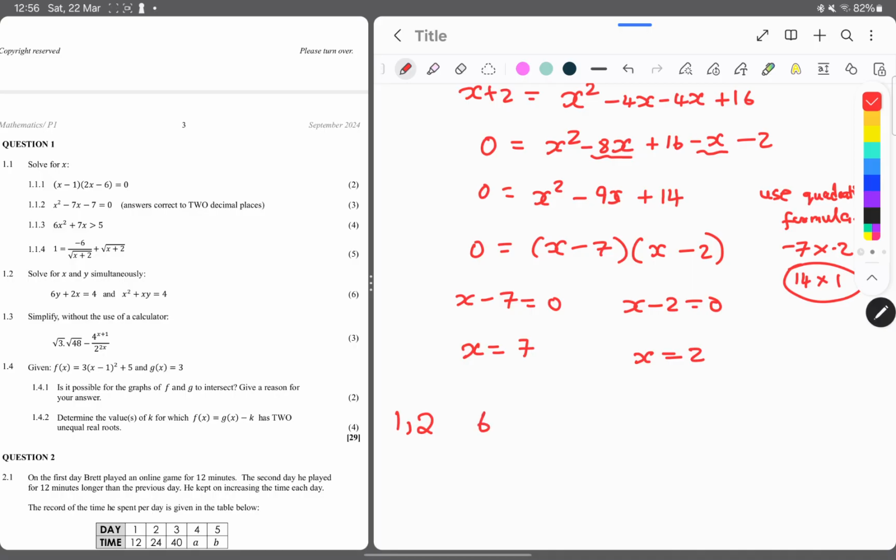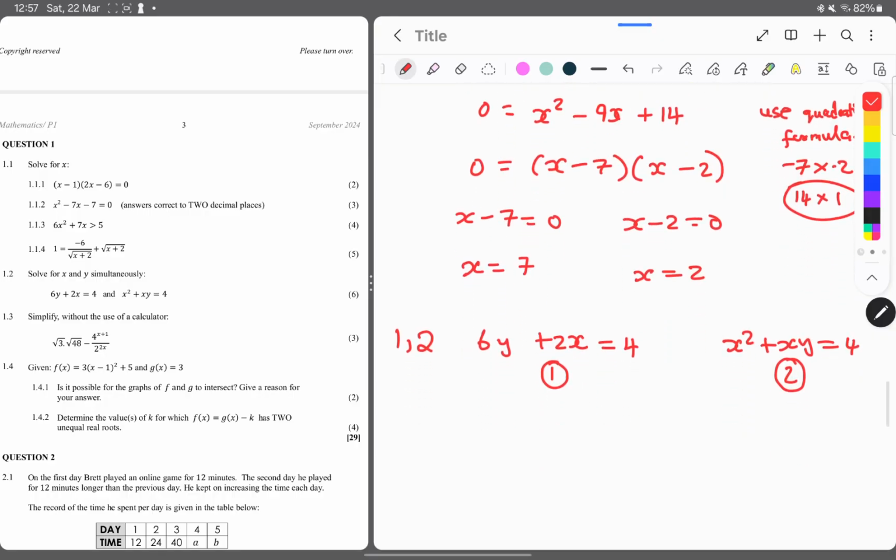Your linear equation is 6y plus 2x equals 4, and your quadratic equation is x squared plus xy equals 4. What I normally do is the linear equation is always equation 1 and the quadratic equation is always equation 2, because the linear equation is easier to manipulate. It's easy to make subject of the formula in the linear equation.